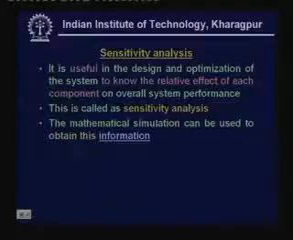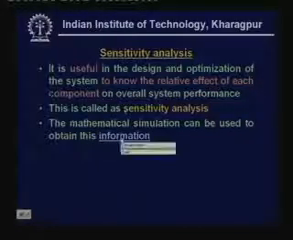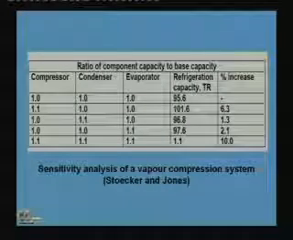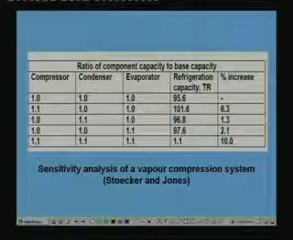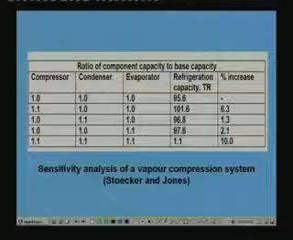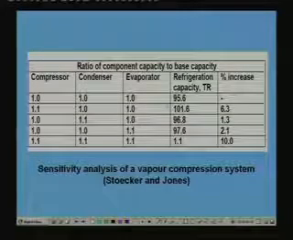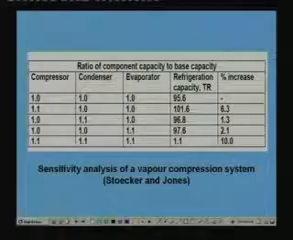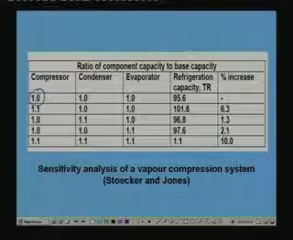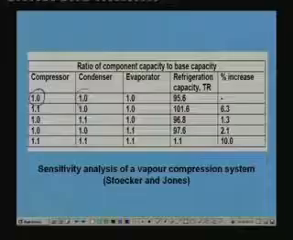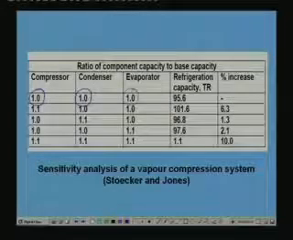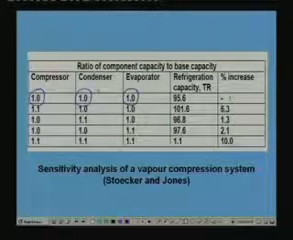The mathematical simulation can be used to obtain this information. I will give an example. This is taken from the book of Stoecker and Jones. This gives a sensitivity analysis of a vapor compression system at fixed condenser, evaporator and ambient temperatures. What is done here is, this is the base case, where you have a compressor. Let us say that the compressor capacity is 1, the condenser capacity is 1 and the evaporator has a capacity of 1. So, this is the base case.